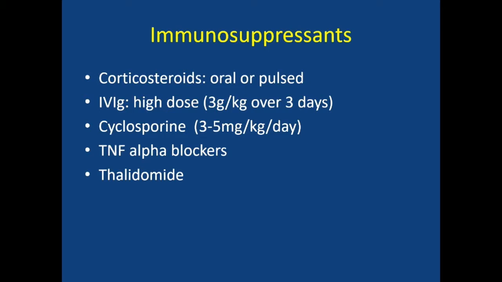This is the most controversial topic, whether to put the patient on any immunosuppressants or not. These are the immunosuppressants mostly used to treat patients of SJS-TEN. Corticosteroids, either oral high dose or in pulsed formulation. IVIG at high dose, because low dose IVIG doesn't work. Cyclosporine at a dose of 3 to 5 milligrams. TNF-alpha inhibitors and thalidomide. There is conclusive evidence that thalidomide does not work.